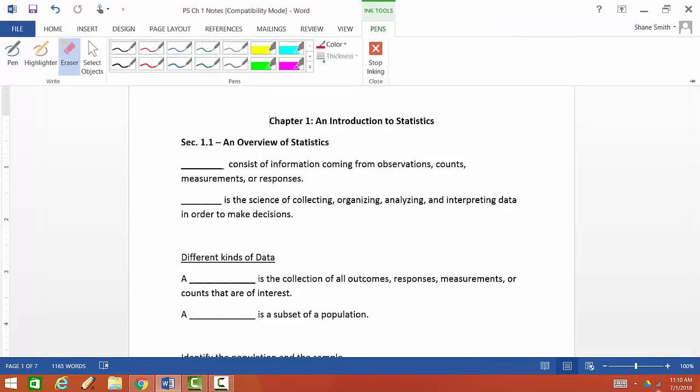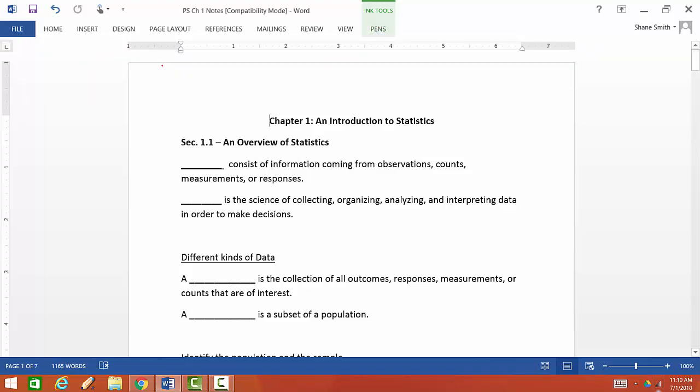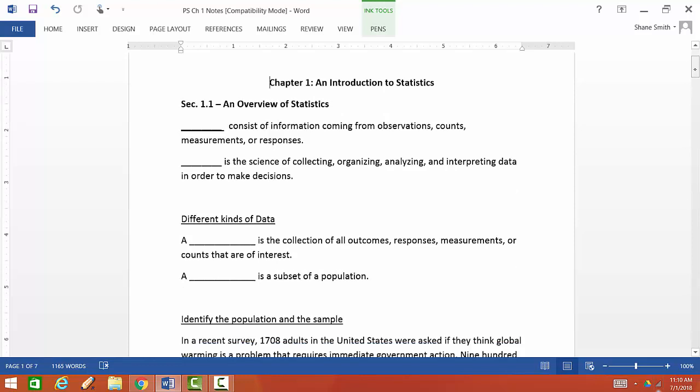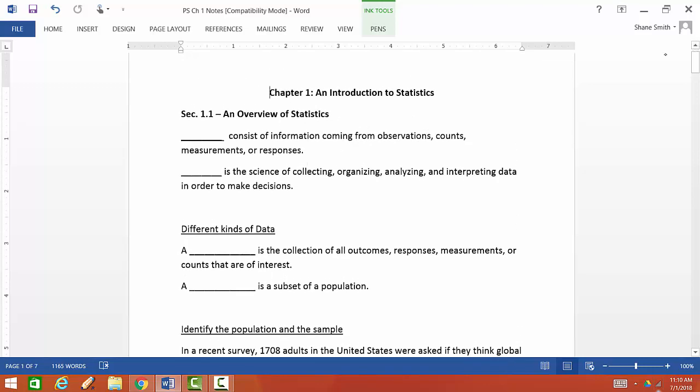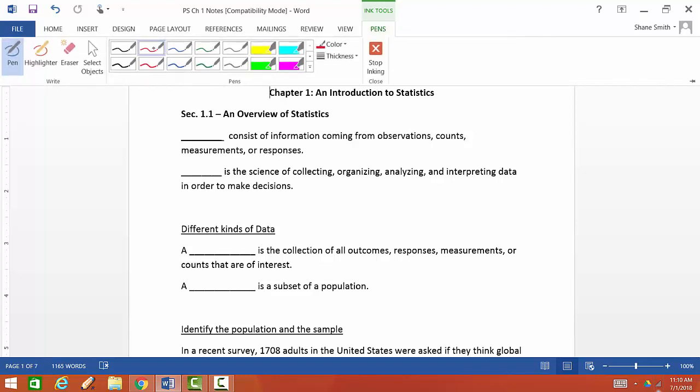Hello everybody. So we're going to get started here and we're going to learn about Chapter 1, An Introduction to Statistics. So you can print this blank note sheet off on Canvas, and I would suggest you print it out and fill it out as we go, or if you have a program where you're able to annotate the document, you could do that as well, just on your computer.